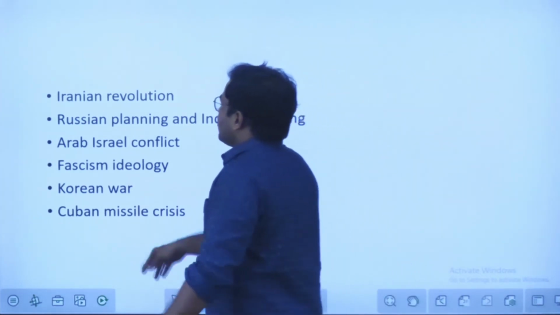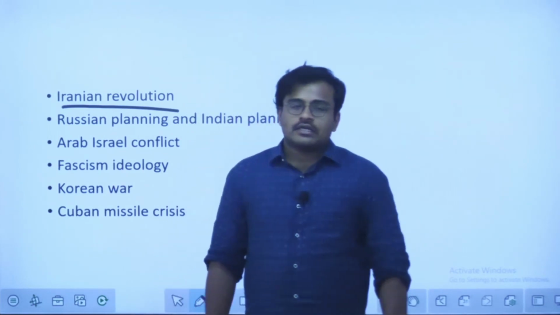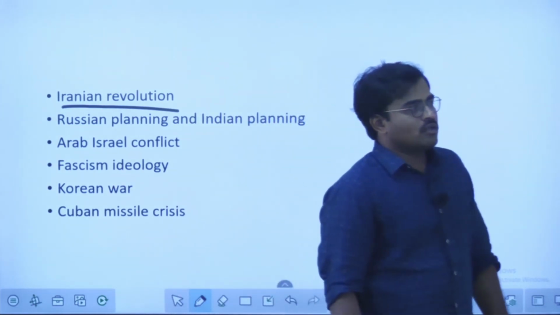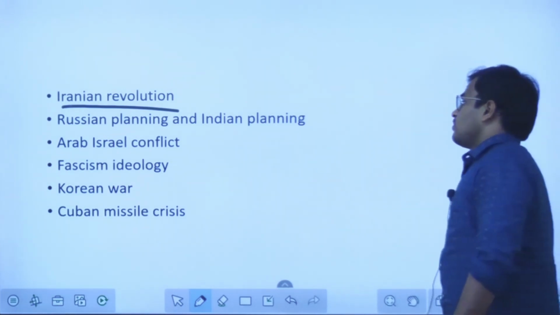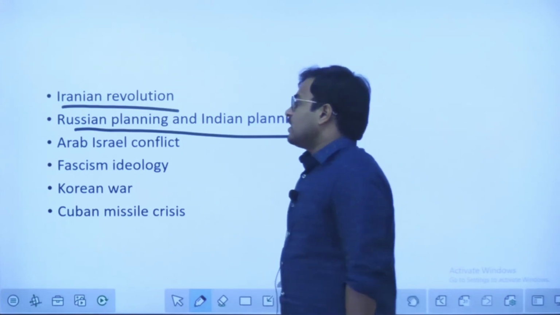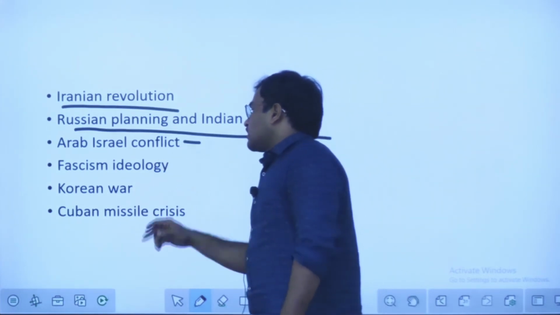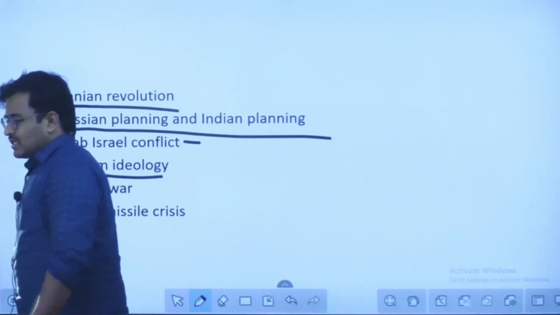And last year, it was 50 years of Iranian revolution. So, the Iranian revolution can be a possible question. Then a comparison between Russian planning and Indian planning. Arab-Israel conflict I talked about. Then the ideology of fascism is also very important.